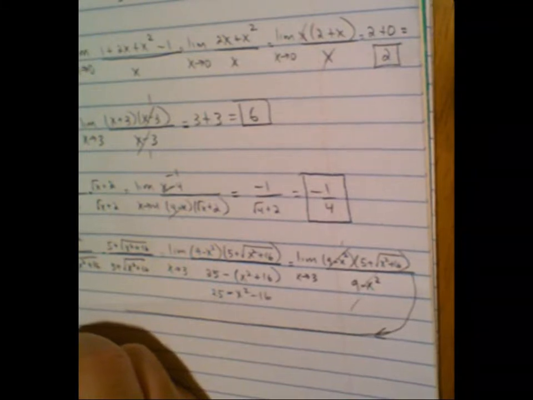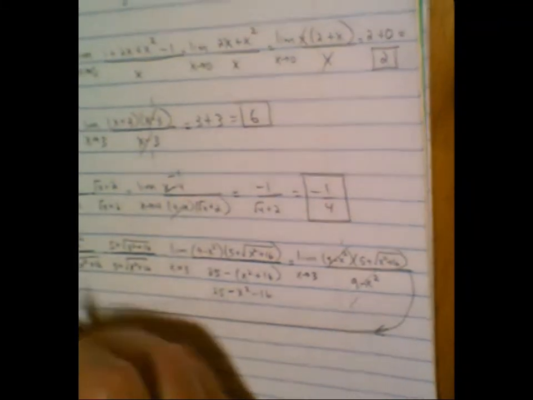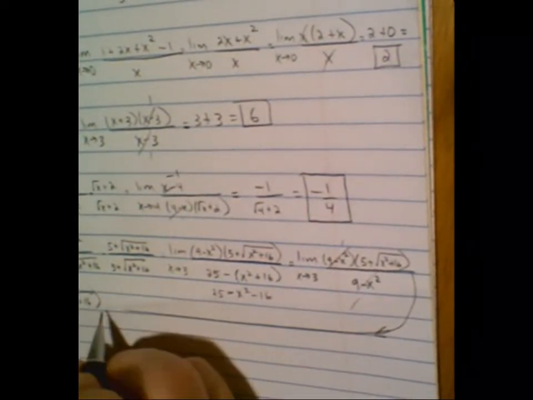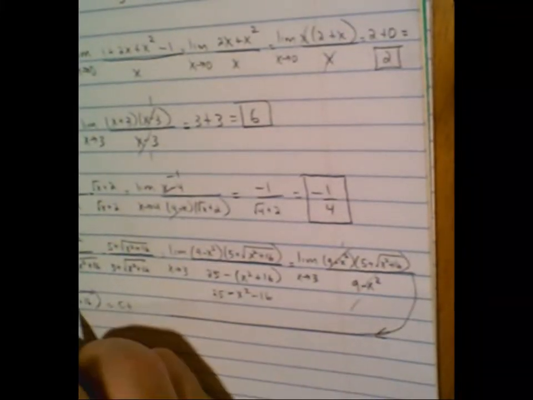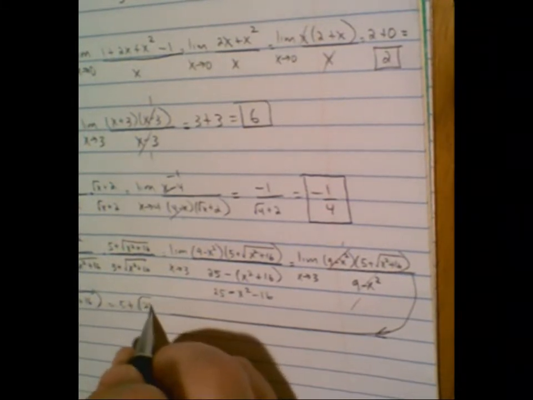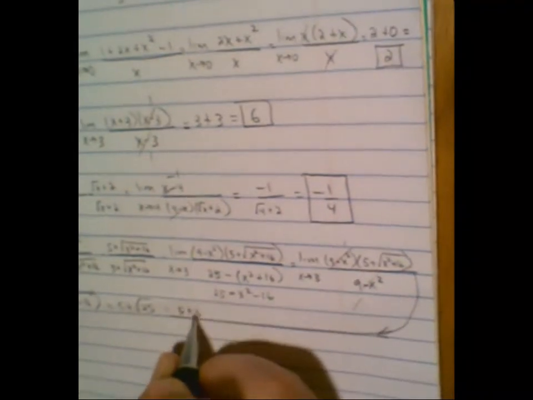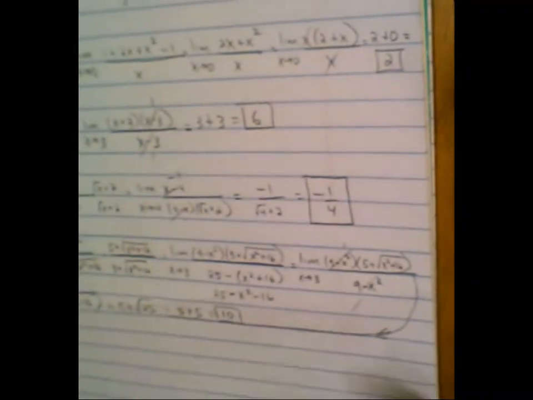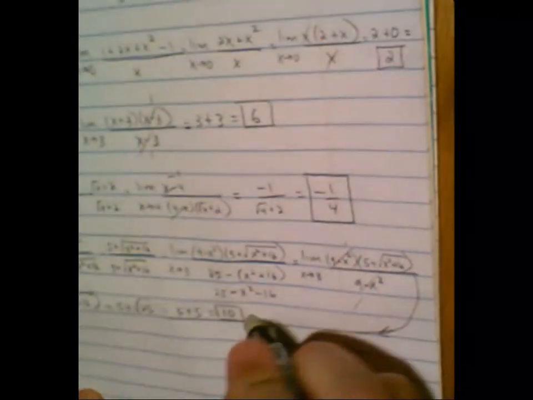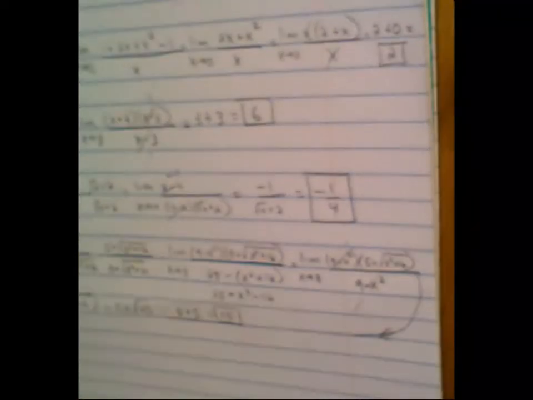So you have 5 plus the square root of 3 squared plus 16, right? Which is equal to 5 plus the square root of 9 plus 16, which is 25. 5 plus 5 equals 10. That was number 13.